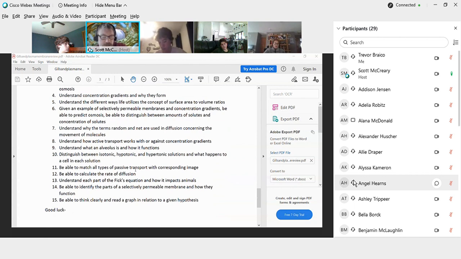Make sure you understand all the parts of the selectively permeable membrane. And then there's a situation where I give you a graph and I have you read the graph, and it's nothing that you've ever seen before in our class. Basically, you have to be able to look at the y-axis, look at the x-axis, and then decide if this graph supports or rejects the given hypothesis. Okay, and that's your test.